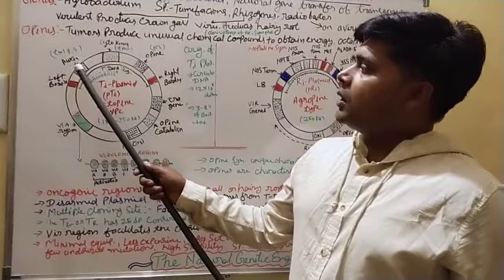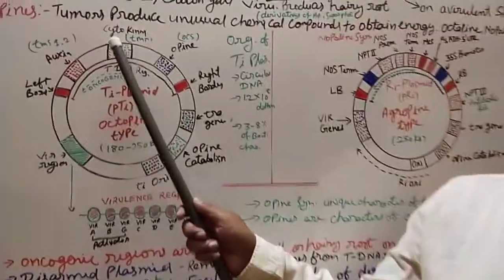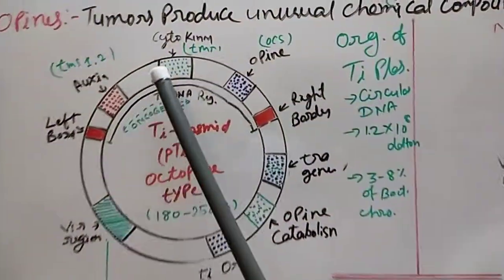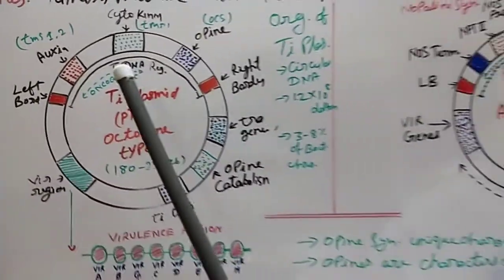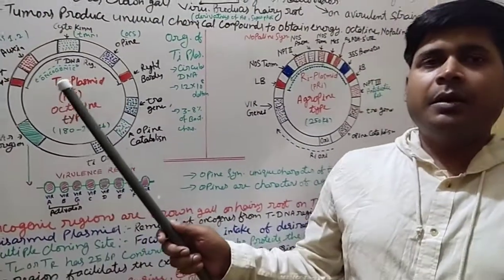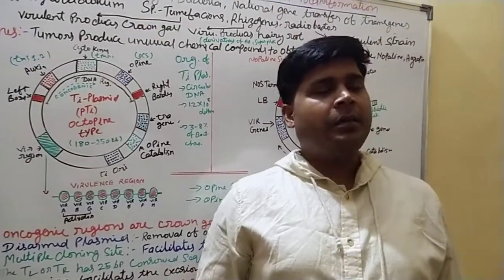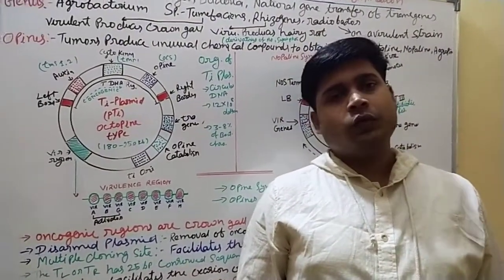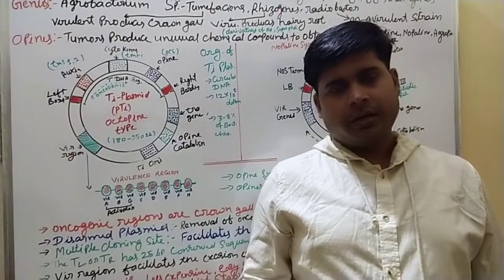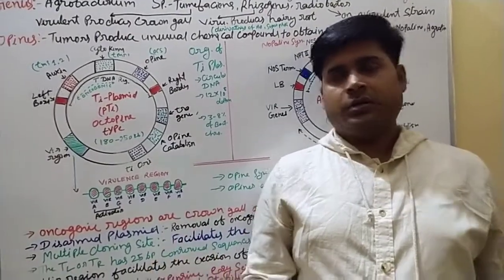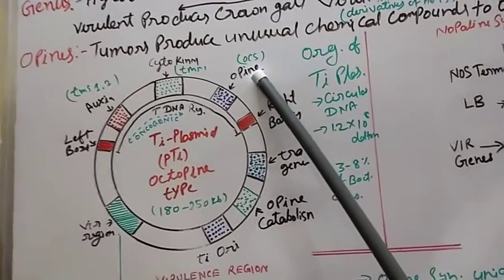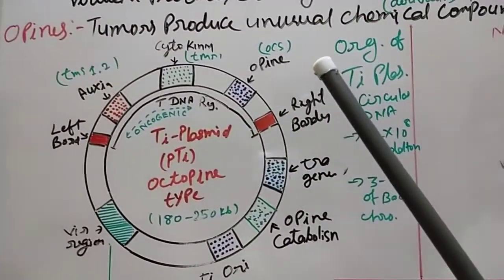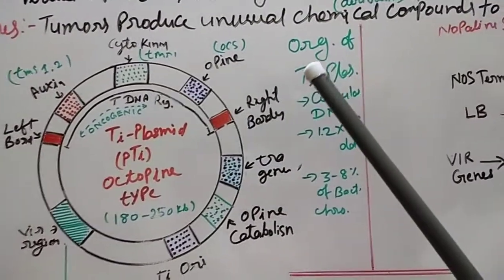The auxin and cytokinin genes which are present in the T-DNA region are called oncogenes. Basically, they are the tumor-producing genes, because auxin and cytokinin are the main phytohormones used for cell division and hormonal production. And the opine synthase gene produces the opines like octopine, nopaline, and agropine.